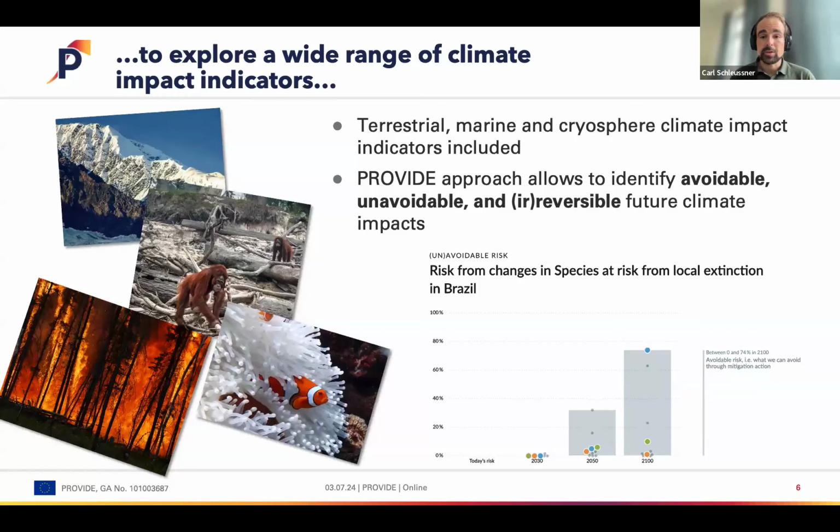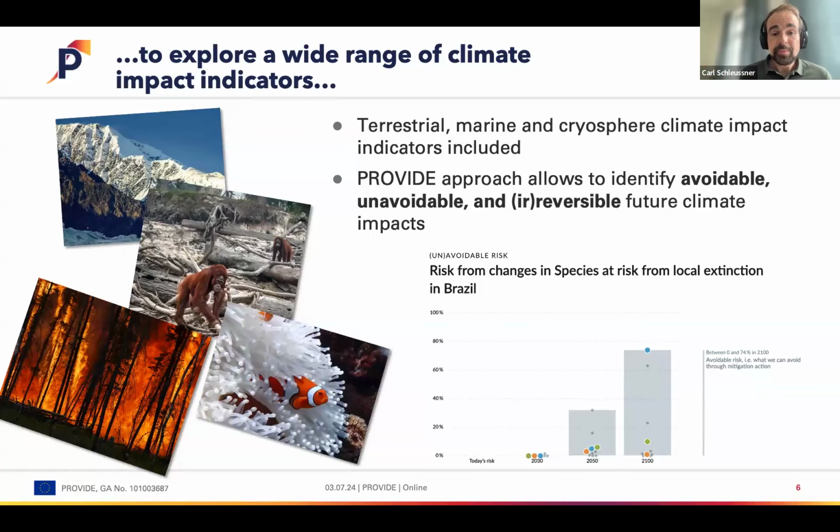One example that I show here on the slide is the risk from changes in species at risk from local extinction in Brazil, certainly one of the countries which is a hotspot for global biodiversity. And you do see that the risk of losing, in this case, 50% of all species in the country of Brazil can still be largely mitigated, fortunately, but for other countries and others, this looks a little bit different.